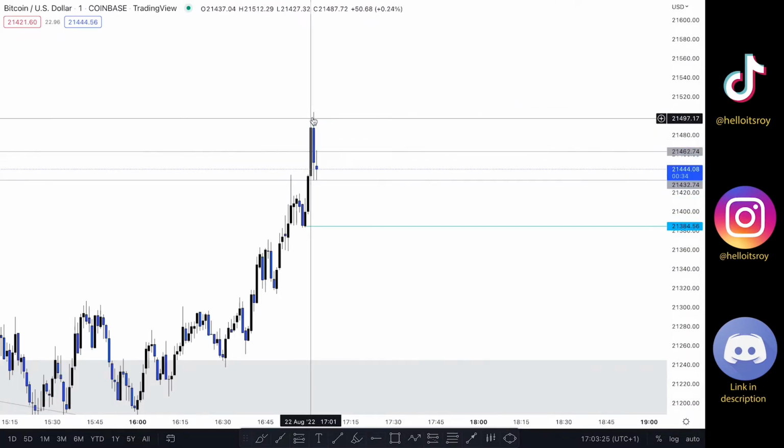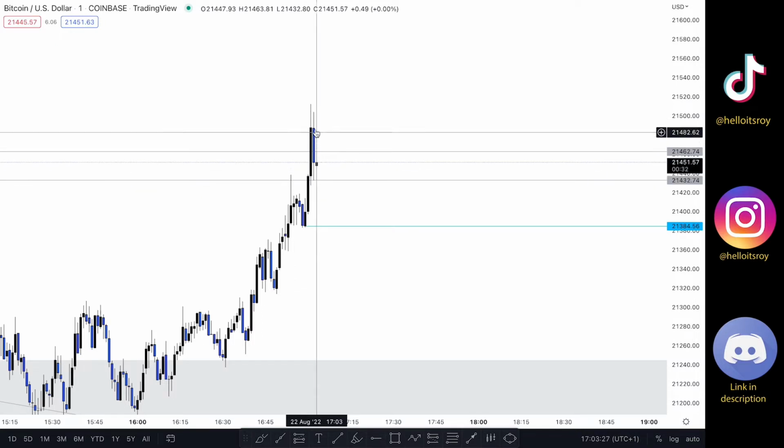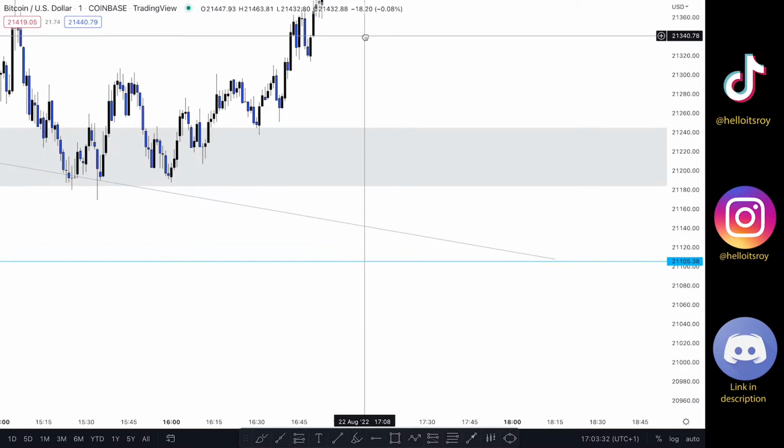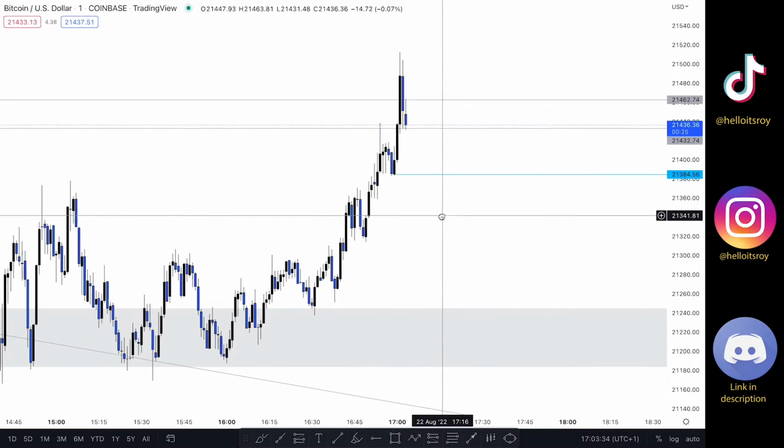Now that we liquidated this side, the market is pushing through to the downside, and I'm expecting the market to break this low. As soon as it breaks this low, I'm going to be entering through to the downside to take all this liquidity right here.